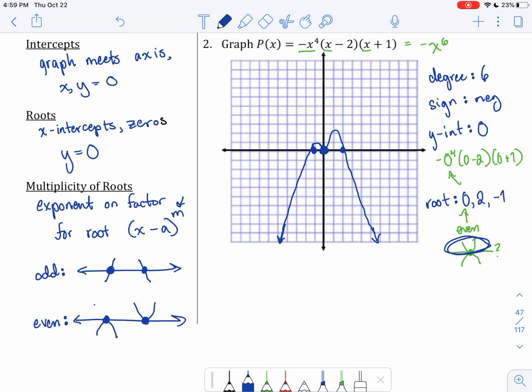Obviously, this is a rough sketch of a graph, but if you check it on your graphing calculator, it would have this same behavior coming from the bottom, small bumps, and then going back down.